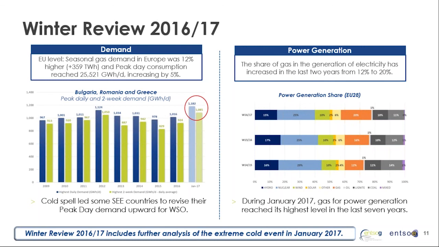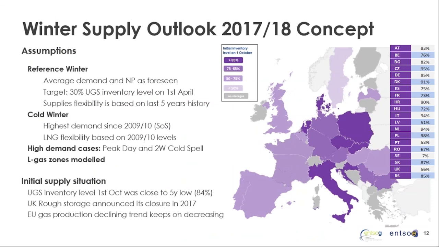Regarding the winter outlook, in the next slide, for people to understand the concept, here we have an introduction of the assumptions. In the assessment, we look at the reference winter and the cold winter. For the reference winter, the average demand is collected from our members in a data collection process, as well as for the national production. The model targets a 30% inventory level in the storages, and we allow the model a supply flexibility as observed during the last 5 years.